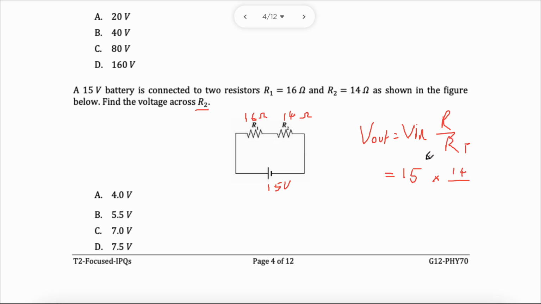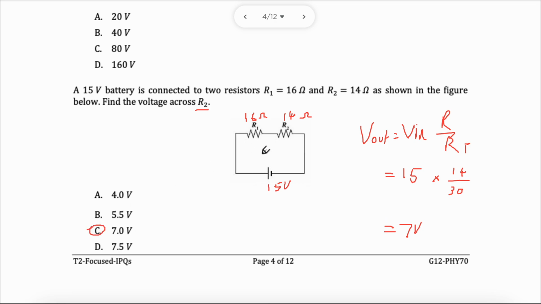16 plus 14 is 30. 14 over 30. So I'll do 15 times the fraction, 14 over 30, and I will get 7 volts. 7 volts. Done. I have 7 for this one here.